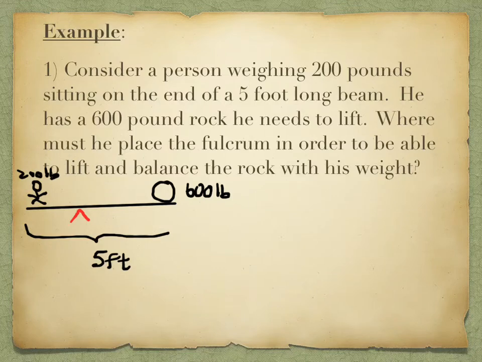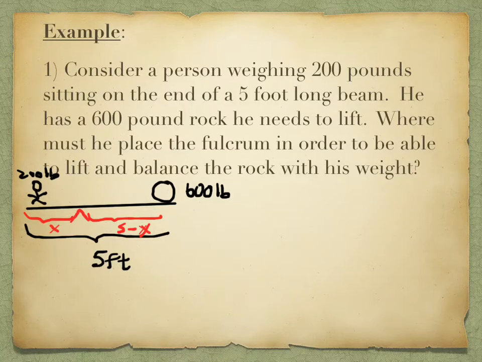And this red piece right here is a certain distance away from the person, and it's a certain distance away from our rock. So we're going to call the distance that it is away from our person x, which means that the distance away it is from the rock is 5 minus x, because my full distance is 5 feet for this beam. And what we want is we want these two to be equal to one another.